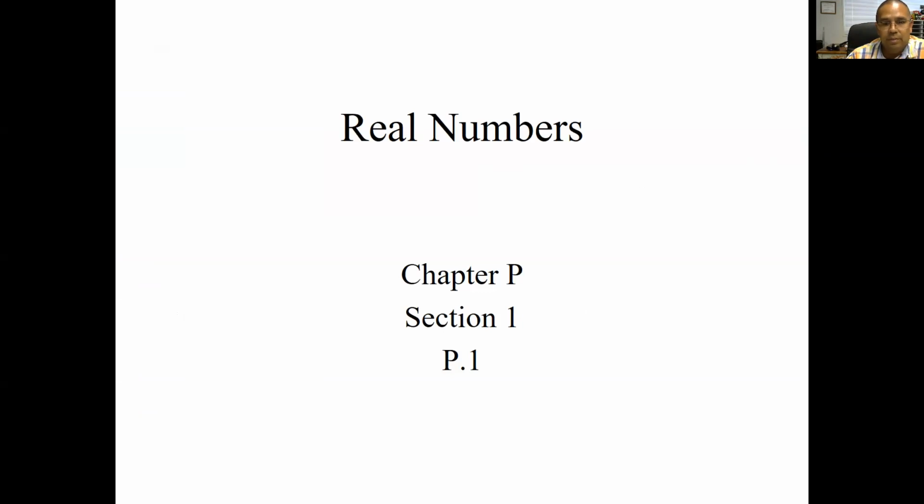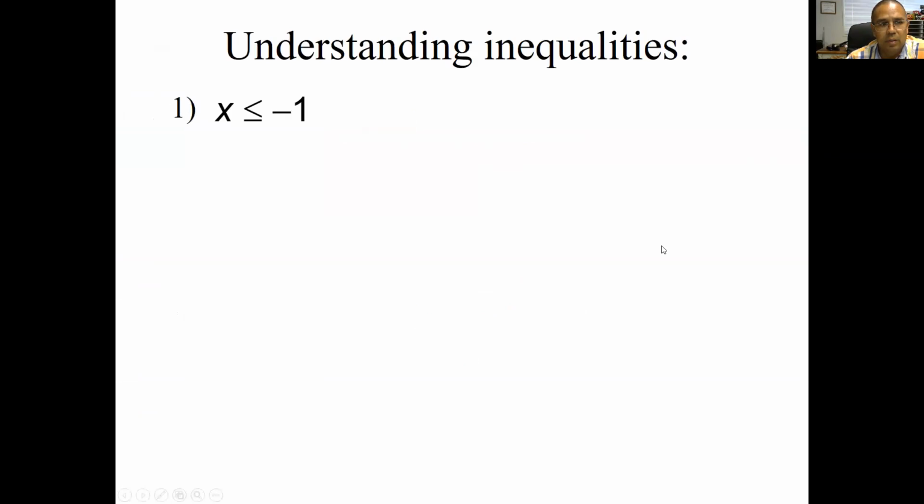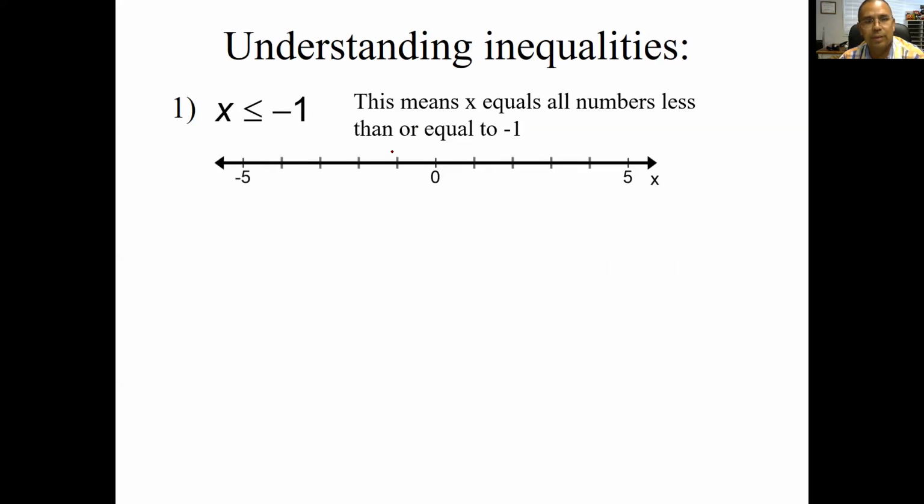So real number. If I showed you that in symbols, how would you describe that? X is less than or equal to -1. Okay, good. So that means X is all numbers less than or equal to -1.